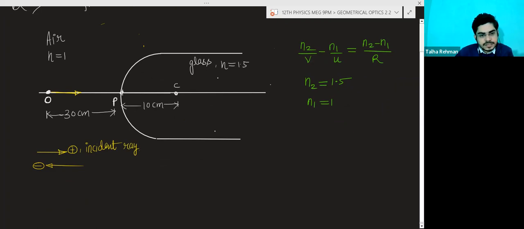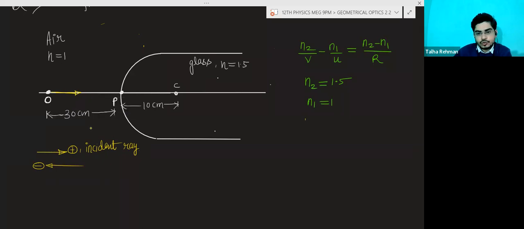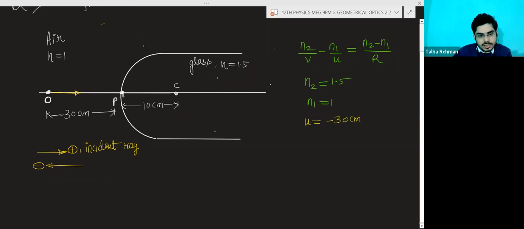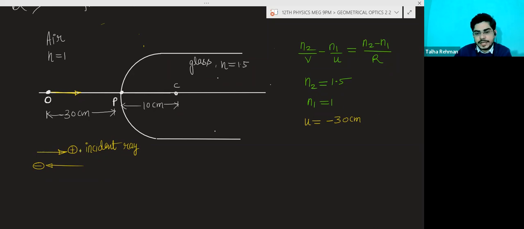Now this object distance is the distance from the pole to the object. I told you we will measure all the distances from the pole. For measuring this distance, you will move from pole to object, which means you are moving in this direction. So this object distance you will take negative, minus 30 centimeter. Now this is the radius of curvature. To measure this distance, you will move from pole to center of curvature, in this direction, and this direction is the positive direction. So the radius of curvature you will take plus 10 centimeter.